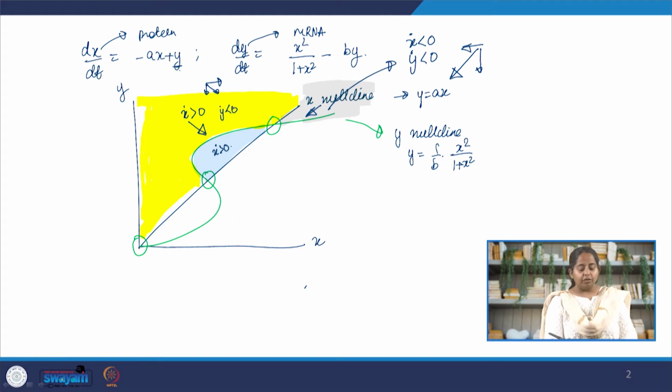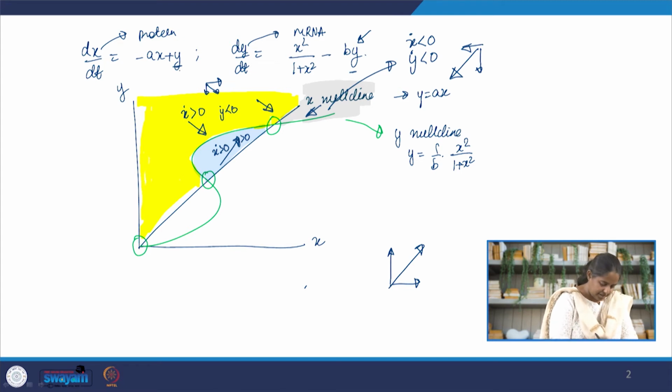And since we are below the y nullcline, y is less than what it needs to be for dy/dt to be 0, so we know that the derivative of y with respect to time will be positive. So x is increasing, y is increasing, and the net flow is in this direction. Now let's look at the next region.